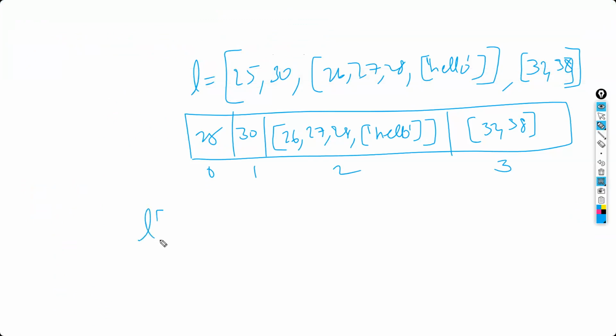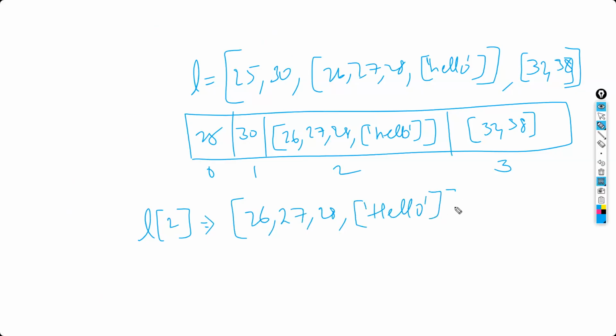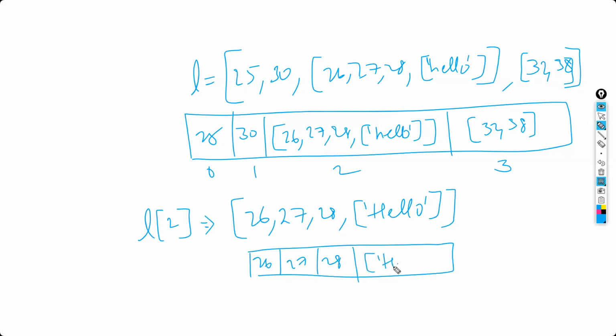First I will take L of 2. And I will write in the notes what is the output. I will not stop here itself. I will write the output also in the notes. 26, 27, 28, list of hello. Now, what is the object it is going to create like this? 26, 27, 28 and list of hello, with indexes 0, 1, 2, 3. Is the point clear?